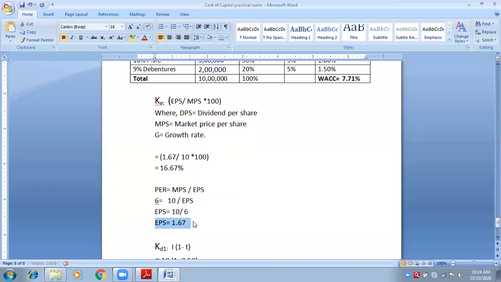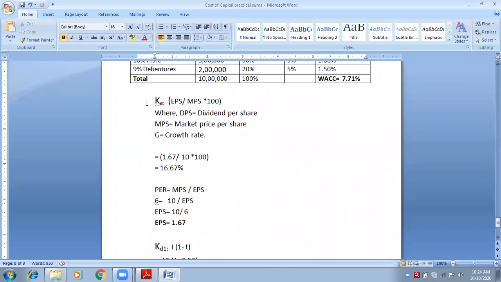ये देखो मैं हाईलाइट कर रही हूँ. EPS आ गया. अब हमारा KE का फॉर्मूला लगाओ. हमको तो KE चाहिए, हमको EPS थोड़ी चाहिए. What do we want? We want cost of equity capital. Price earning ratio, market price per share, EPS, we don't want all this. We calculate all this to arrive at the answer, the cost of equity capital.